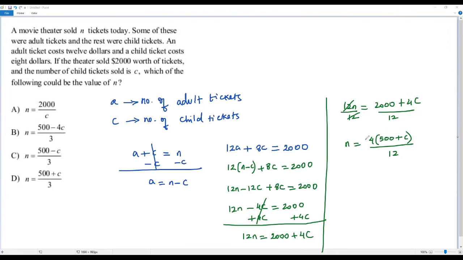In the denominator we have 12. Here 4 goes into 4 one time, and 4 goes into 12 three times. I get N = (500 + C) divided by 3. Here I have solved for N in terms of C, that is (500 + C) over 3. We find this in answer choice D. The correct answer choice for this question is D.